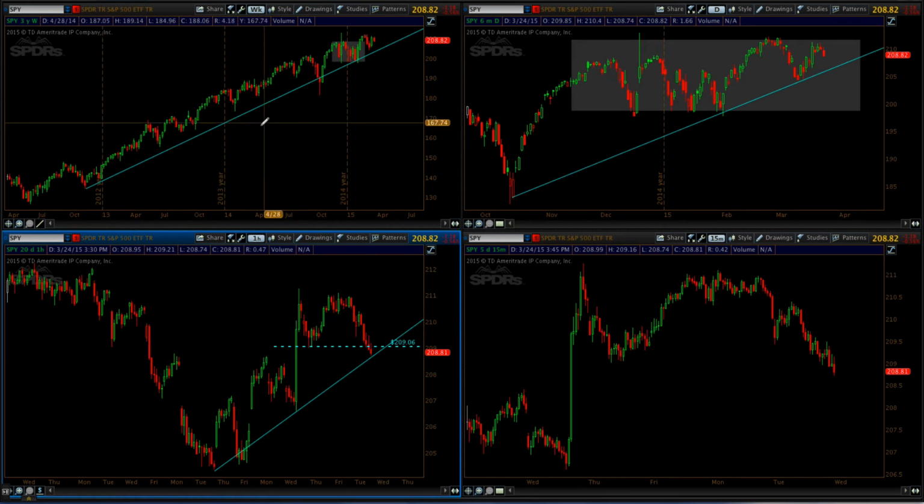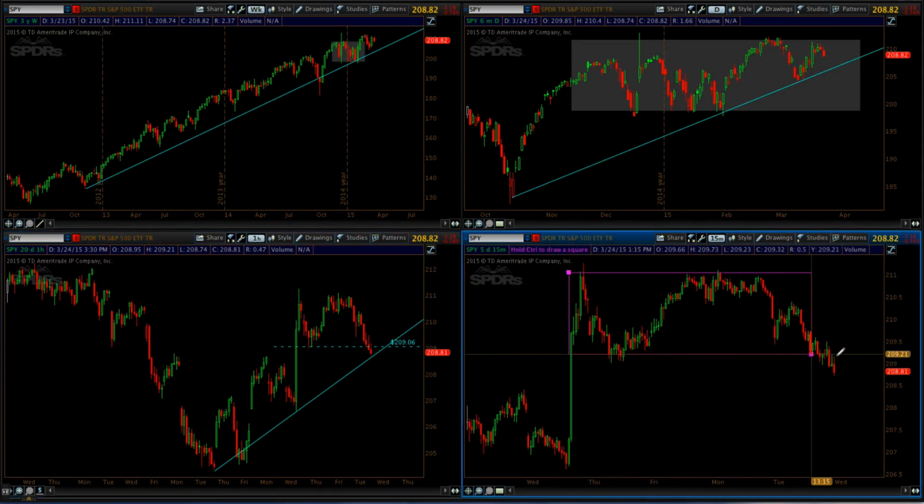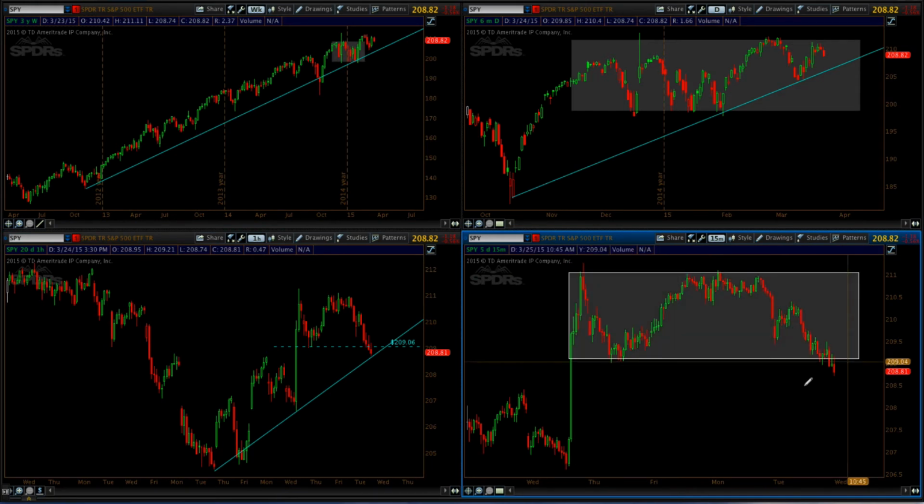So we went from years to months to days, and now we're going to look at the 15-minute chart, which is something I very, very rarely look at. But what does this look like to you? Here's a consolidation and a breakdown.